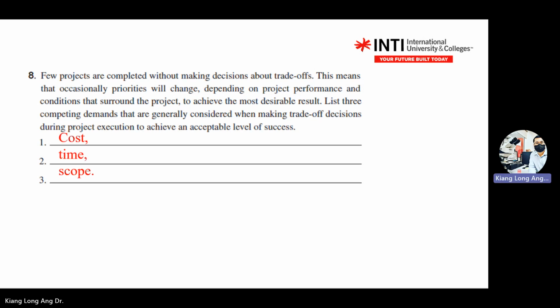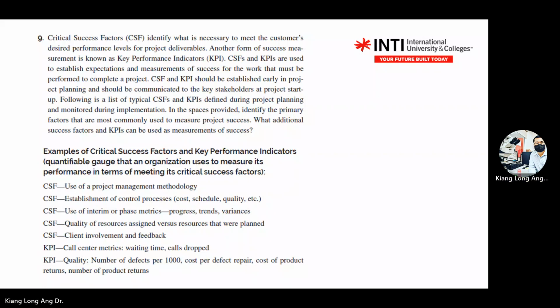Okay, number 9 here. I put it as a learning question. In our slide, we don't mention this word, critical success factor, CSF. Identify what is necessary to meet customer performance level, right? This is the critical success factor. Another form of CSF is also known as KPI. So CSF and KPI are used to measure the success and are established early in the project planning.